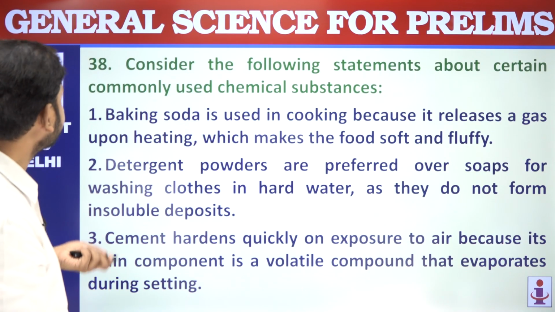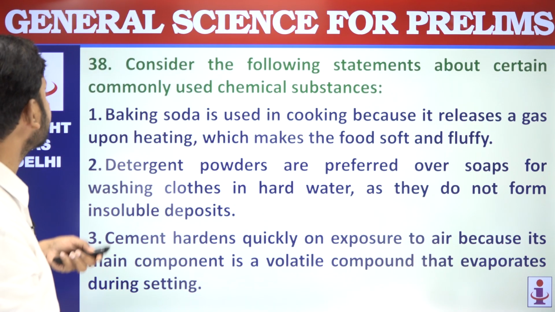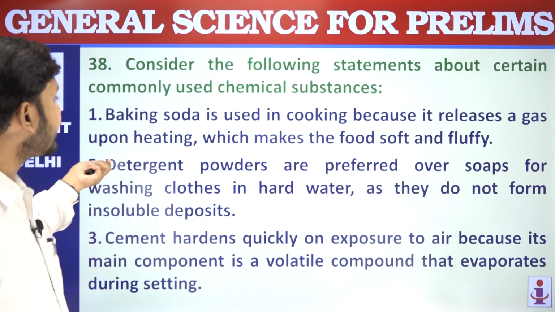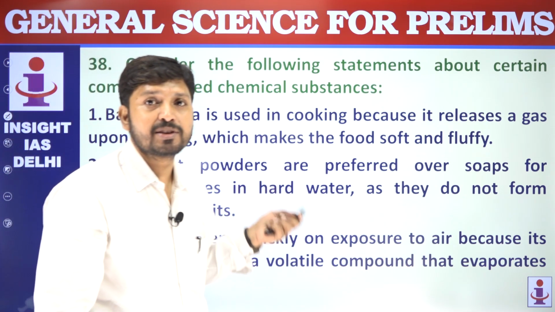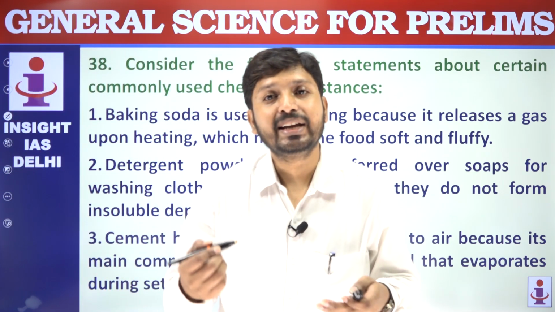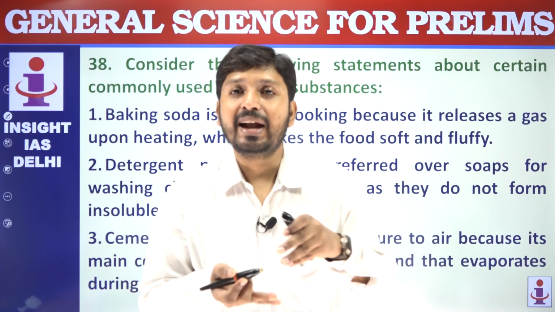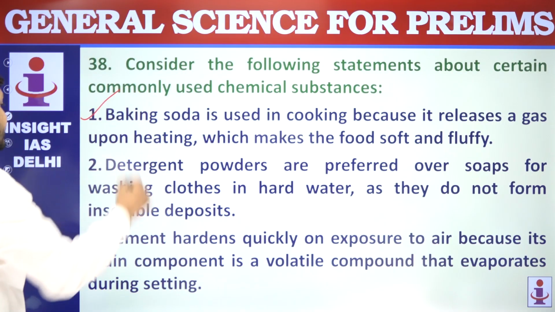Let's go to the next one. Consider the following statements about certain commonly used chemical substances. For example, baking soda is used in cooking because it releases gas upon heating, which makes food soft and fluffy. Okay, when baking soda is heated, it will degrade and release carbon dioxide. That carbon dioxide gas will be trapped in the batter and it will increase the size so that fluffiness can increase. So this is the right statement.